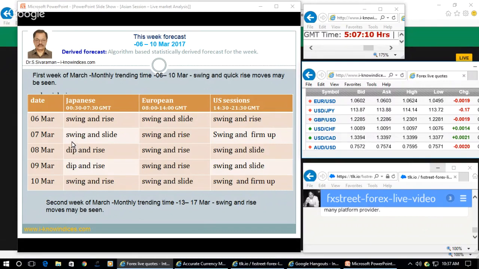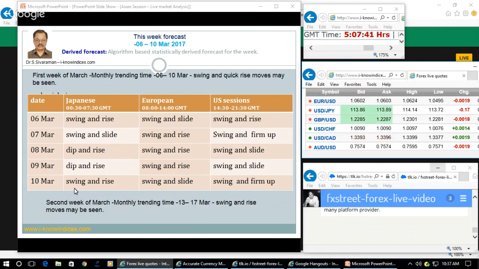So tomorrow, 7th of March, swing and slide is expected to be seen during the Japanese session, followed by swing and rise and swing and firm up during the European and the US session. Then Wednesday and Thursday, they are expected to make a dip and rise during the Japanese session, swing and rise during the European session, and then swing and slide during the US session. So on both days you will come across similar moves happening in the market.